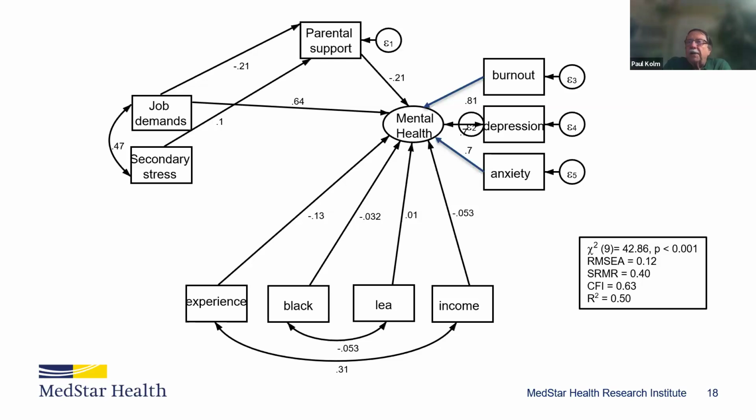But if we look at our fit statistics, we see that it's nowhere near a good fitting model. Our chi-square is statistically significant. The mean square errors are quite high. The fit index is only 0.63 and our R squared is only 0.5. So now we need to do some adjustment to our model.